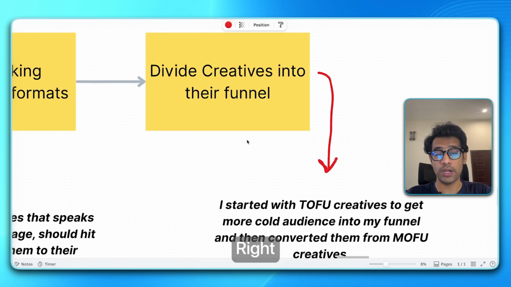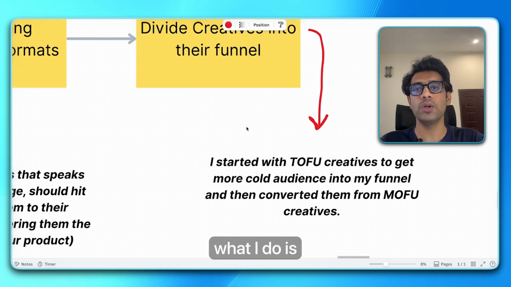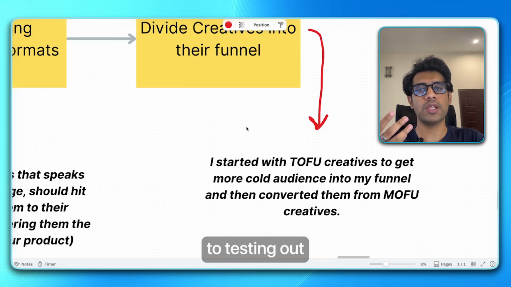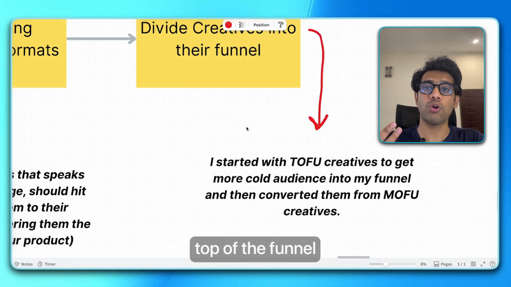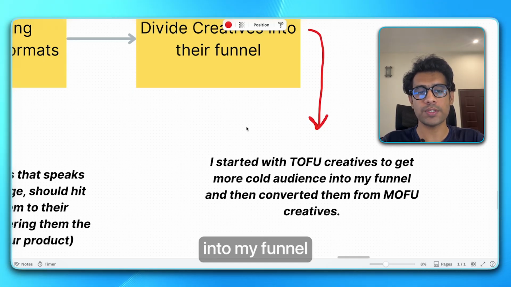So once you're done with the market research and copywriting, start making different ad formats. You have to divide your creative into their funnel, right? So what I do for every single business or ad account is I start by making 60 to 70% of the creatives for the top of the funnel. My main reason for testing the top of the funnel creative is to get more and more new audiences into my funnel.